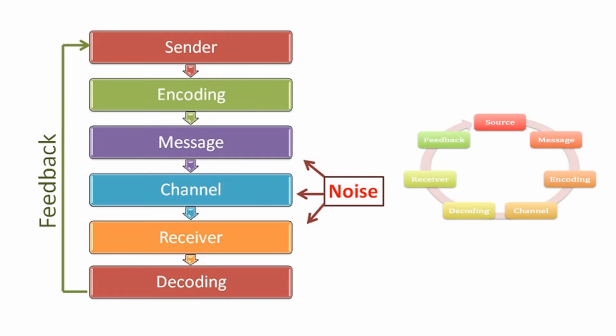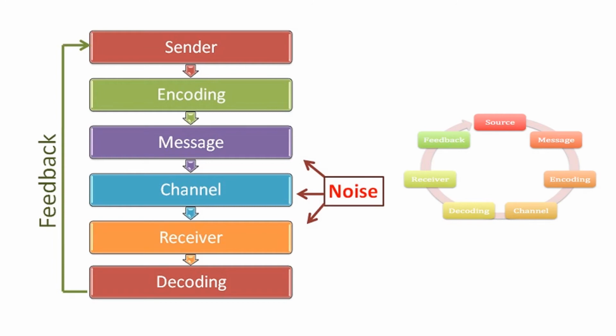First one is sender, means the person who conveys his message or idea. Afterwards, encoding. Encoding means the process of converting the message into symbols, words, diagrams, gestures. Afterwards, message. Message is the subject matter of communication which the sender wants to convey to the receiver. Afterwards, channel is the path or way through which the encoded message is transmitted to the receiver.